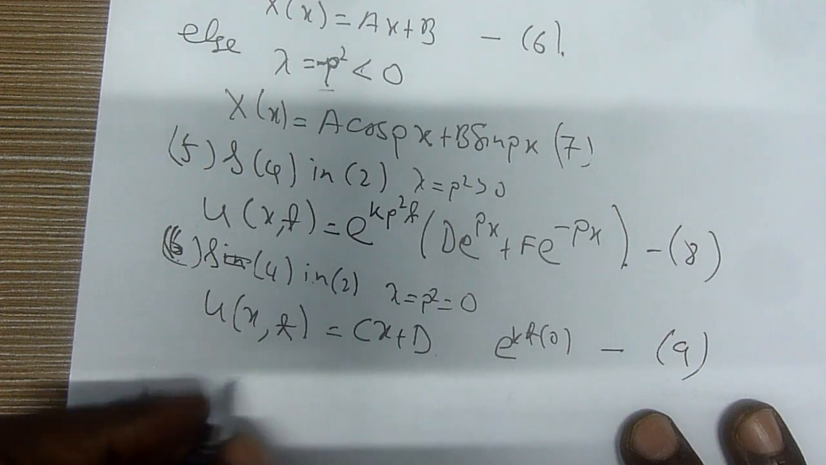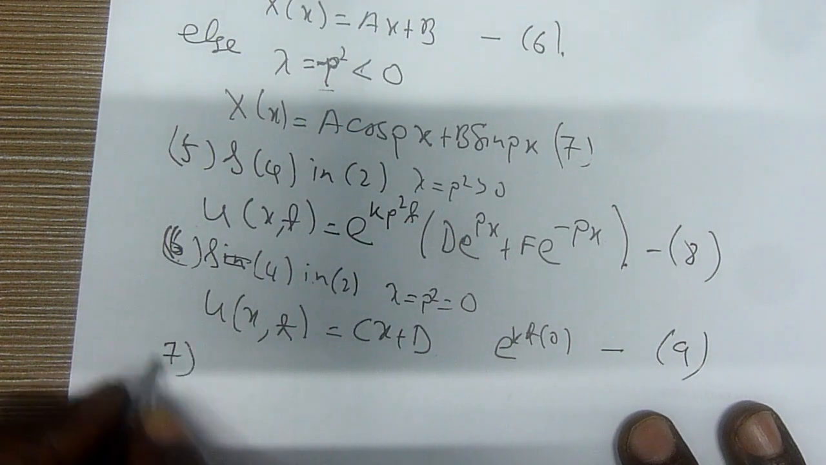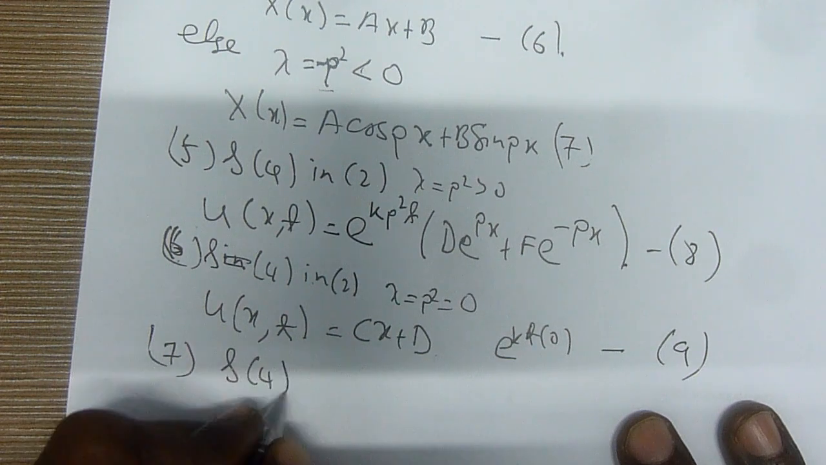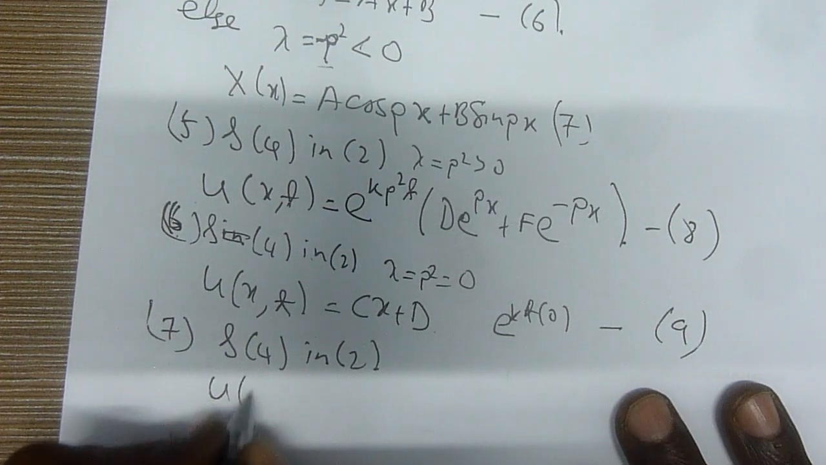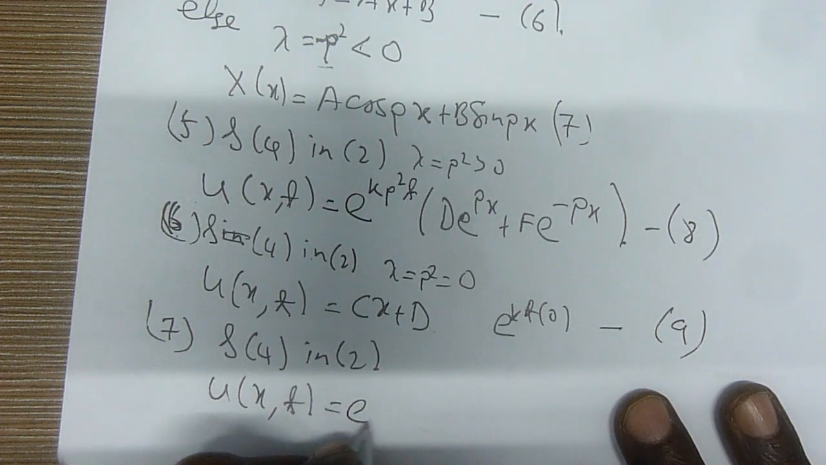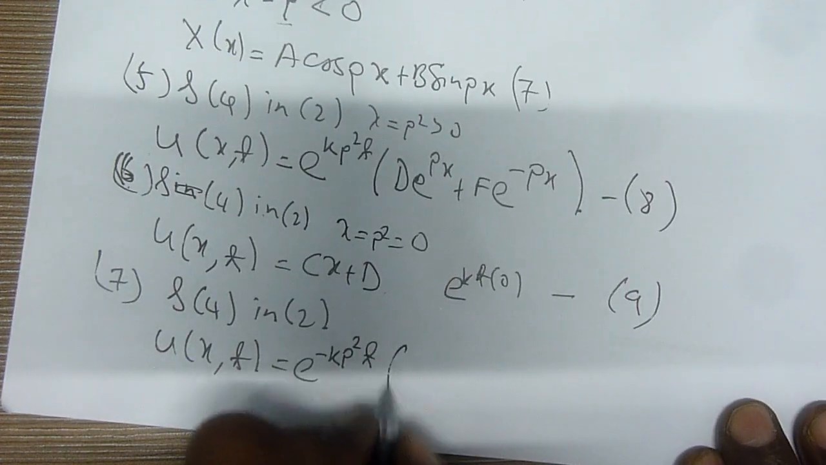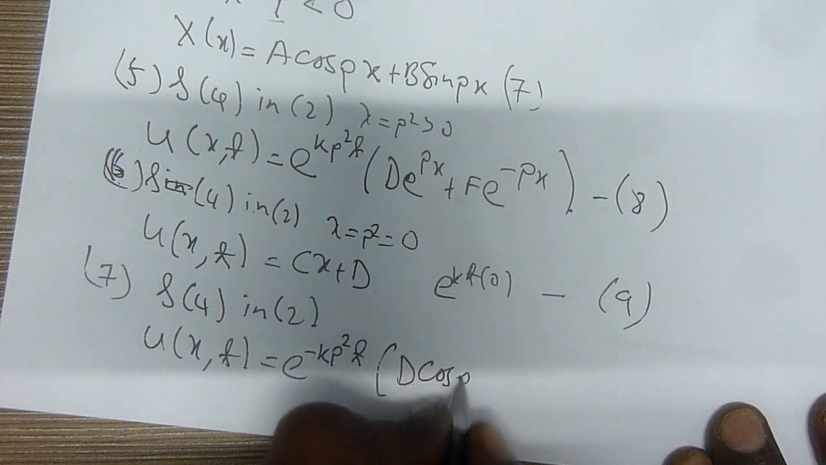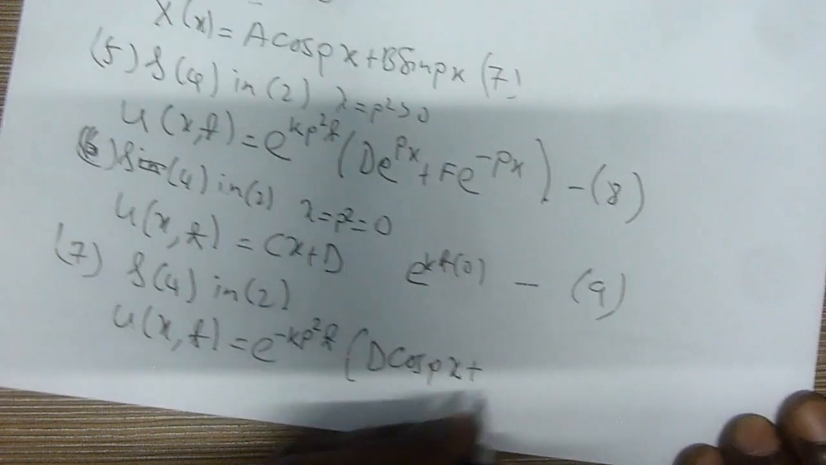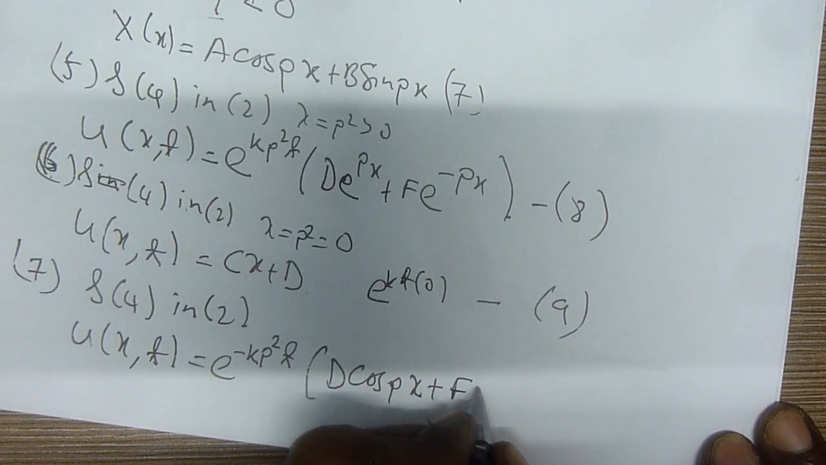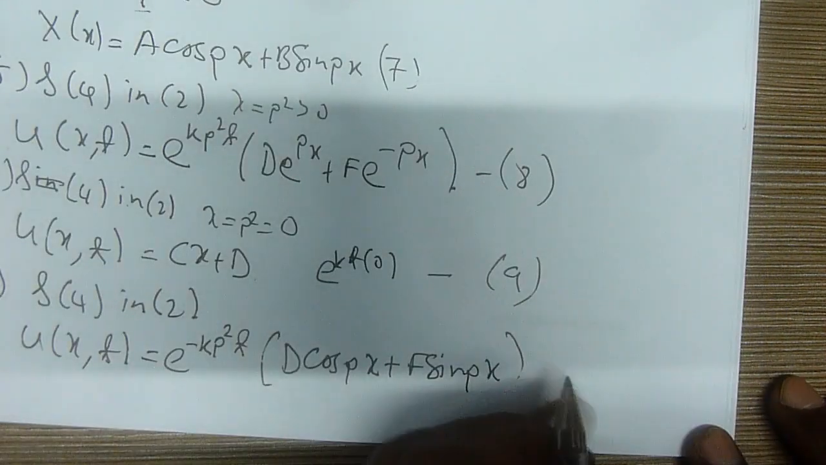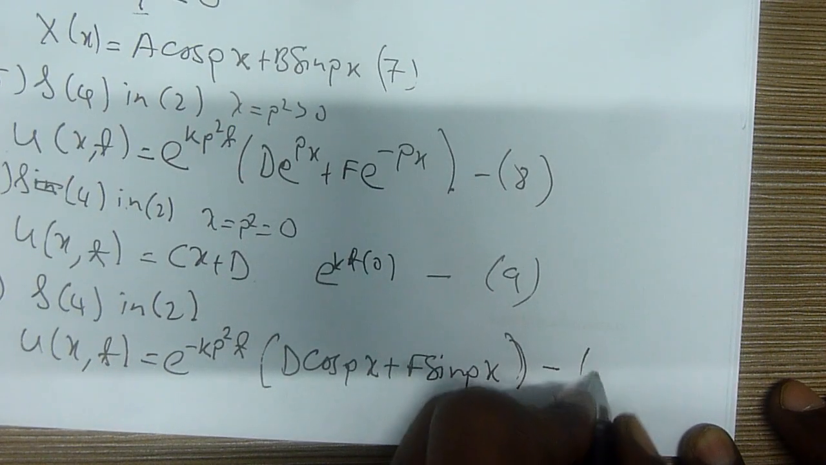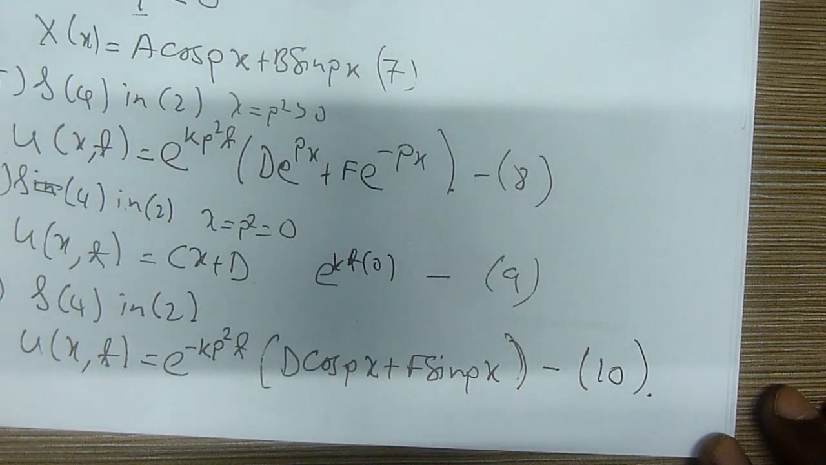My battery is going to finish, then we're going to take another break. Putting 4 in the 2 again, you get u(x,t) equals e^(-k p squared t) times (D cos px plus F sin px). This is number 10.